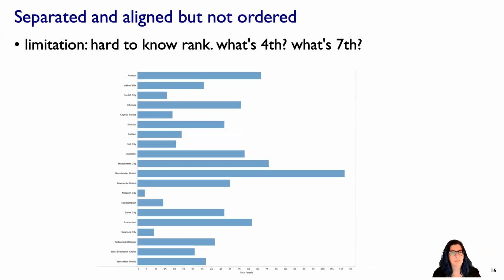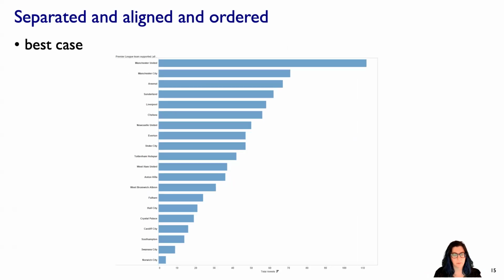Now, in contrast, if we keep the separation and the alignment, but we don't keep the ordering, it's not as easy to read off certain things. We can still find Manchester United. It's pretty trivial to see that's the biggest. This is, I think, something like the number of games they won. But what if you had to look up the 4th highest one? What about the 7th highest one? That's not nearly as easy in this chart as opposed to the one on the previous page.